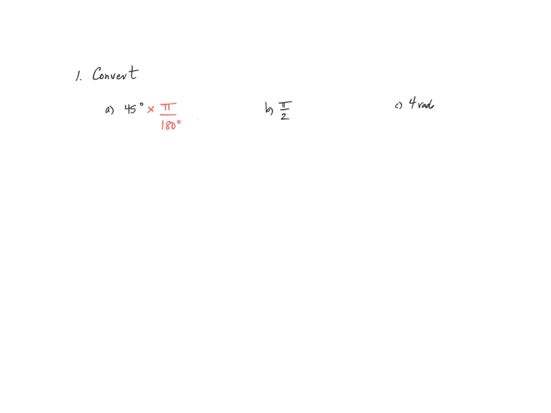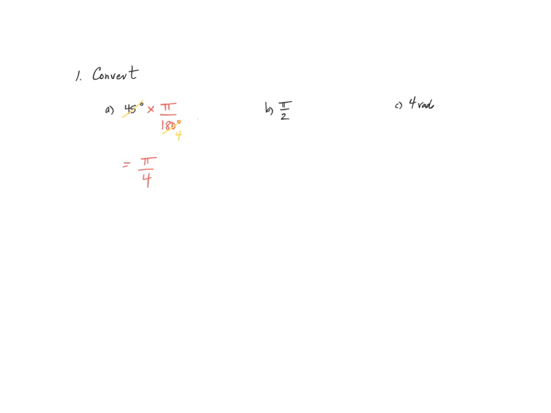And so we notice that pi radians and 180 degrees are equal, so that ratio equals 1. And so if I was to multiply 45 by that, then I could divide out my 45 and reduce that down to pi by 4. And just a little confirmation, you can look back on your unit circle and see that 45 degrees is in fact equal to pi by 4.